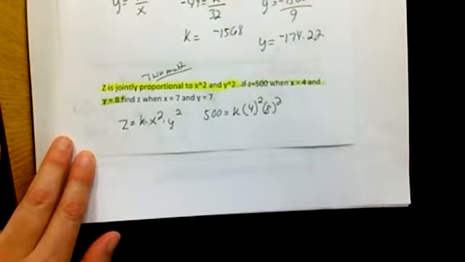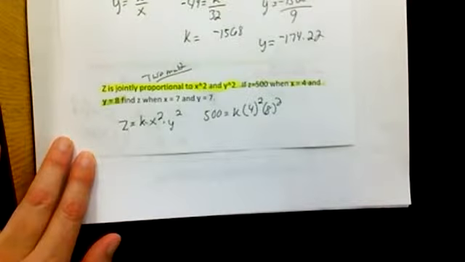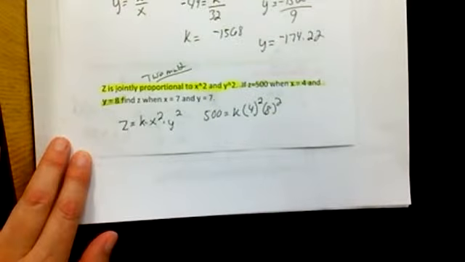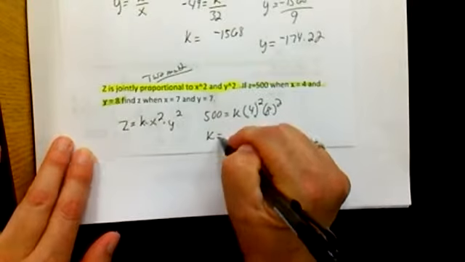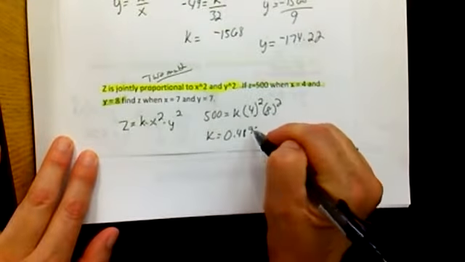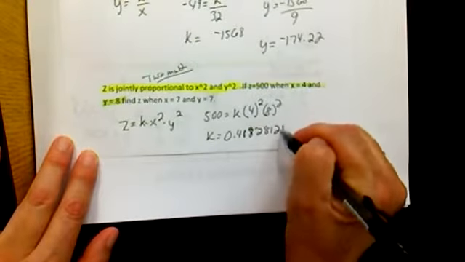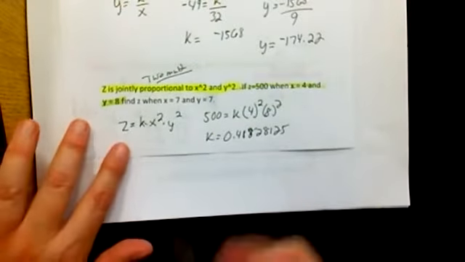So, 4 squared times 8 squared. Then I want to take 500 and divide it by that answer, which is 1024. And I get k is equal to 0.489 or 488.28125. Leave it on your calculator because then we're going to do 7 and 7.